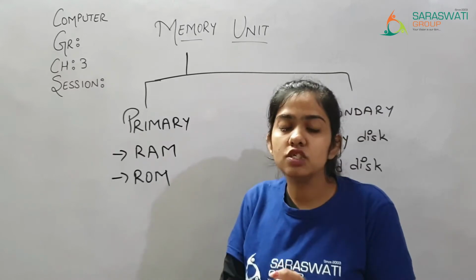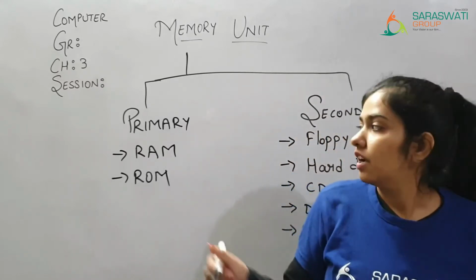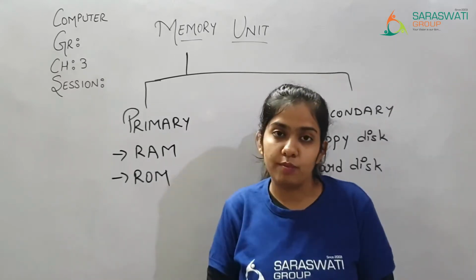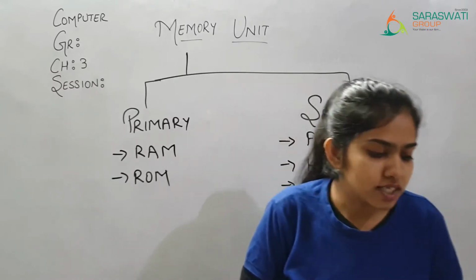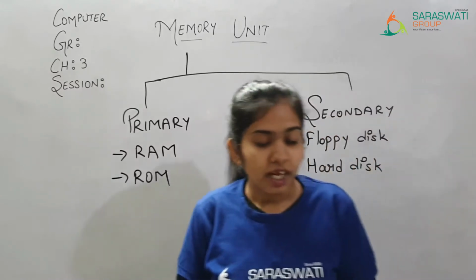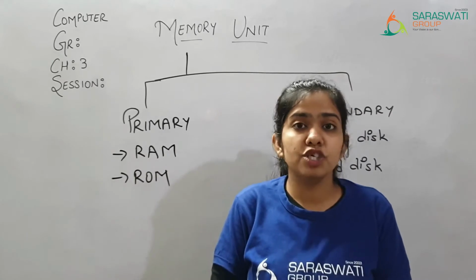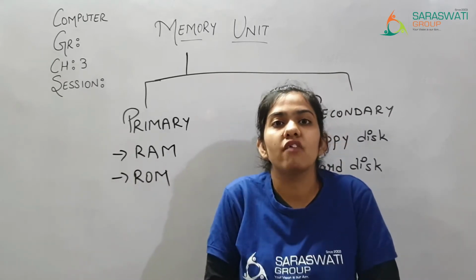So that's why it is known as a volatile memory. RAM is known as volatile memory. Volatile means it cannot retain its information once the computer is powered off.